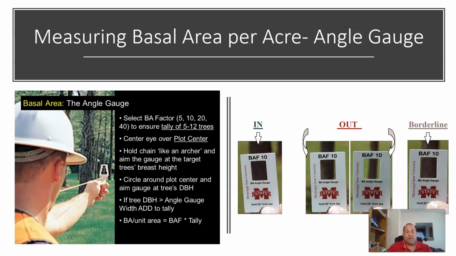Then I just take whatever number of in trees I have. Let's say there were 5 of them. They're 10 square feet apiece, which means that plot had 50 square feet of basal area: 10 square feet times the 5 trees. So that's a basal area factor. Angle gauges, like this one being used here, actually have different measurements on them, so you can choose from 5, 10, 20, or 40 square feet, depending on which one you choose.